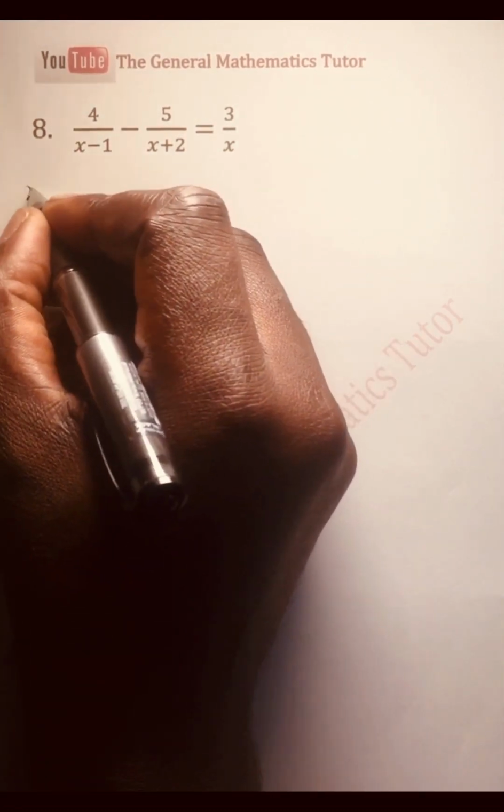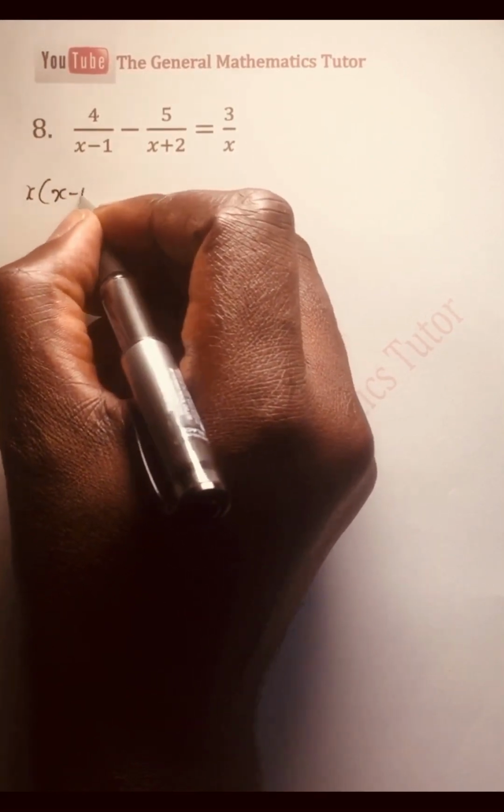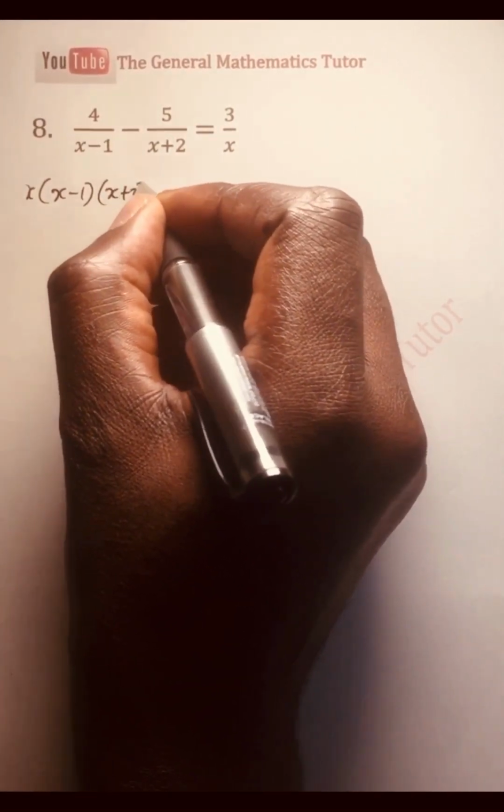Number 8, 4 over x minus 1 minus 5 over x plus 2 is equal to 3 over x. So the first thing to do is just to rewrite this equation so that it is in the standard form of a quadratic equation. So to do that, we are going to do away with the fractions. And for us to do away with the fractions, we just multiply through by the LCM of the three terms. So the LCM is x into x minus 1 into x plus 2.